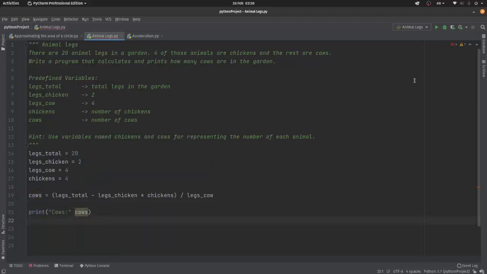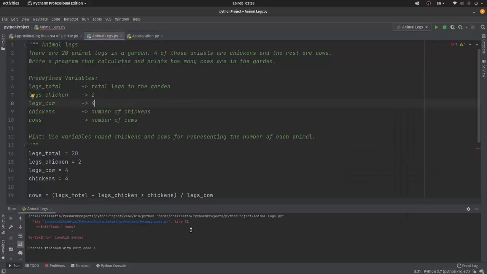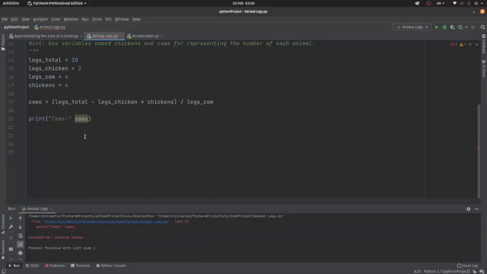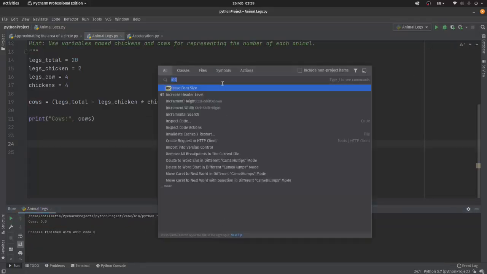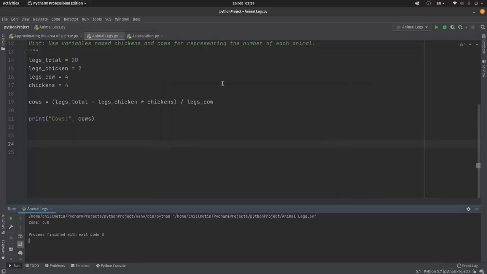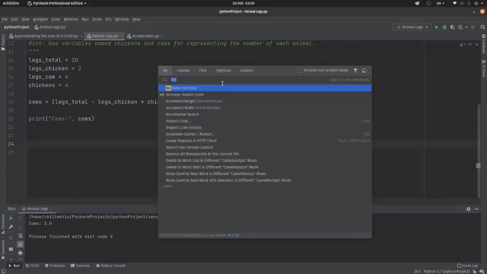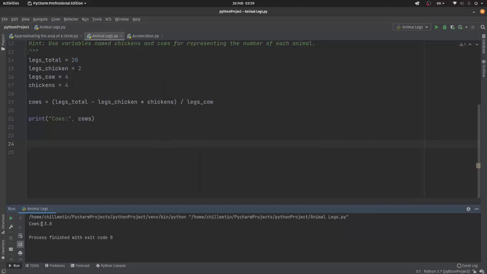Well, now let's run the program and see what's going to happen. Well, it says invalid syntax. Why? Yeah, we forgot to put a comma here. Okay, now here we got the answer as 3.0. So we have a useless decimal part here. Since the number of cows should always be an integer, we don't need a decimal part in this number.